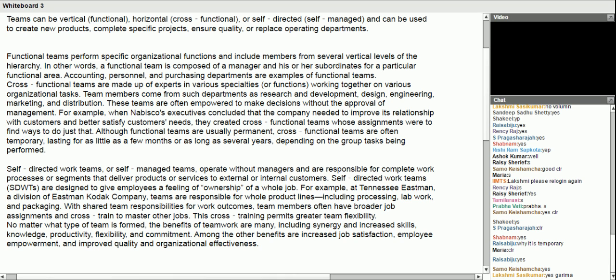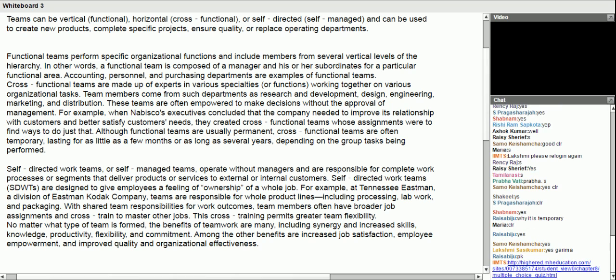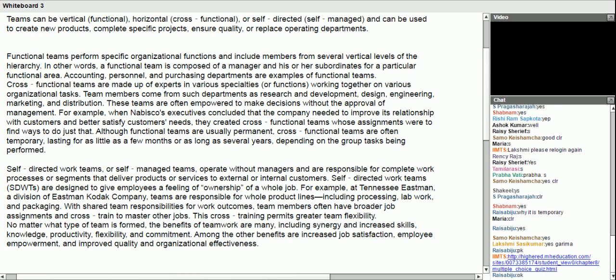Now, let's solve one short quiz. This is an online quiz. It is going to have 20 questions. You have to solve this online quiz. Just click on this and try to solve it.